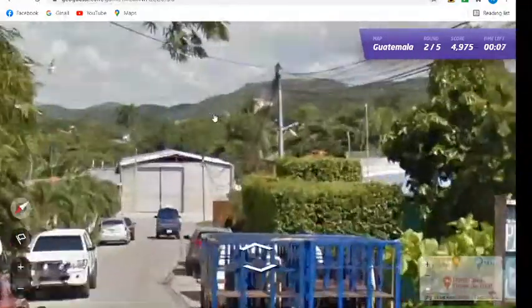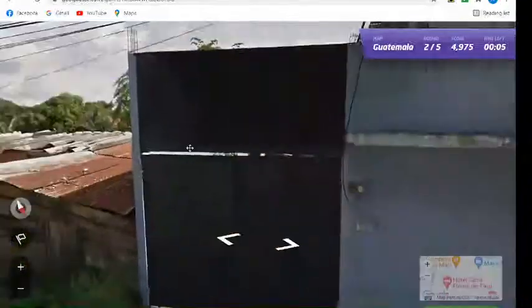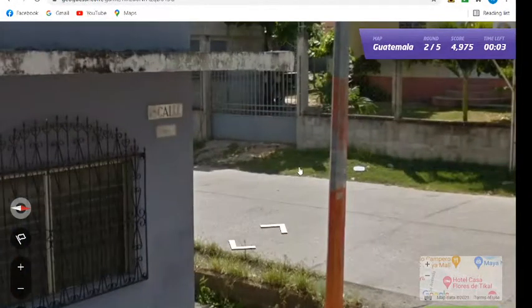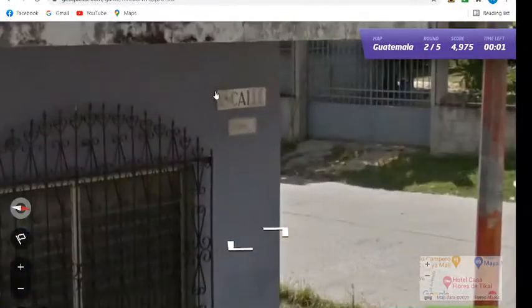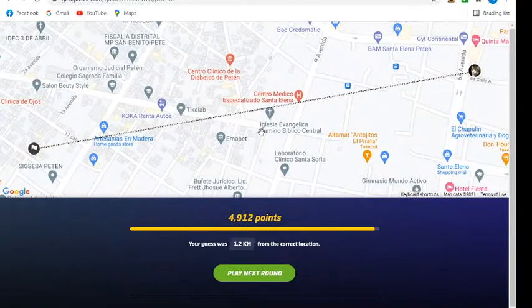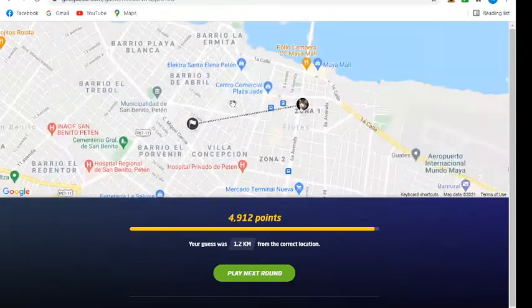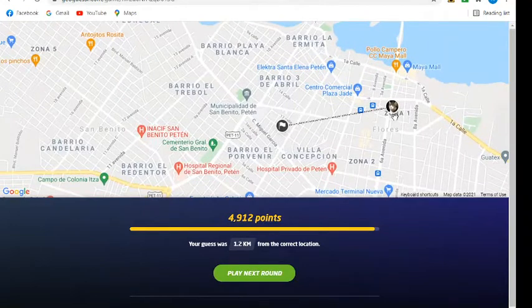Propane. Okay. No, no, this is hilly. Actually, this might not be Petén. Also, the cross street is 18. Hmm. Oh, okay. So it was over there.